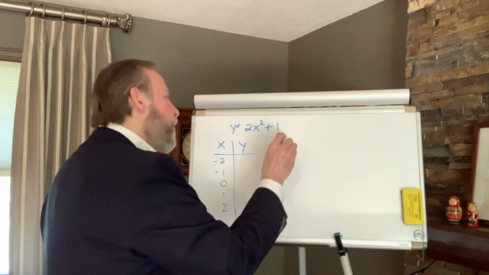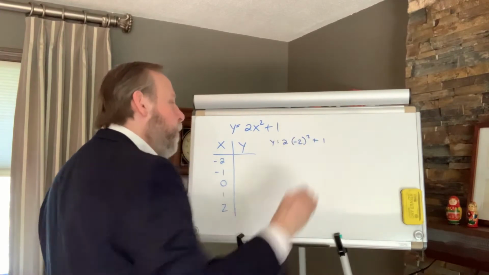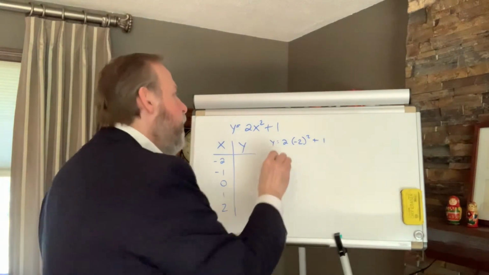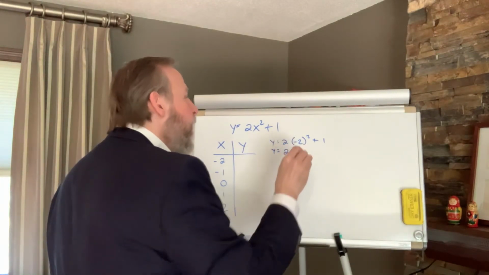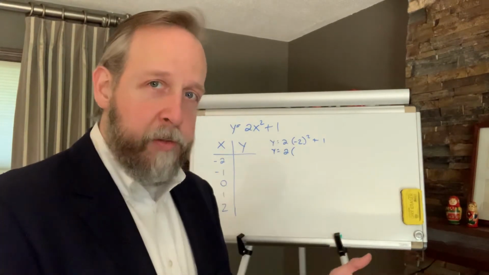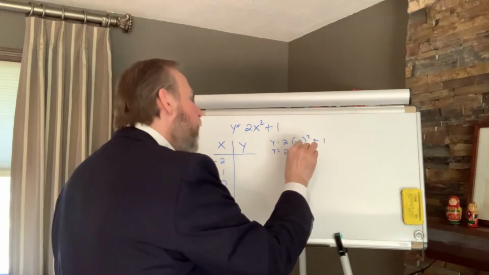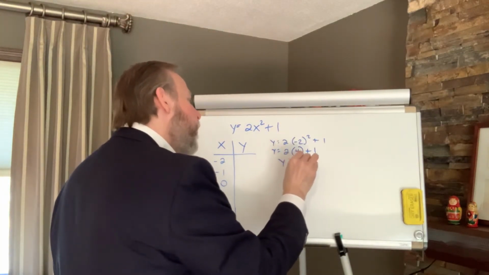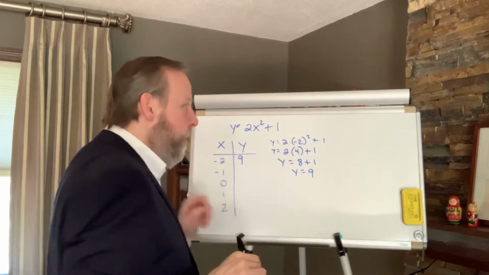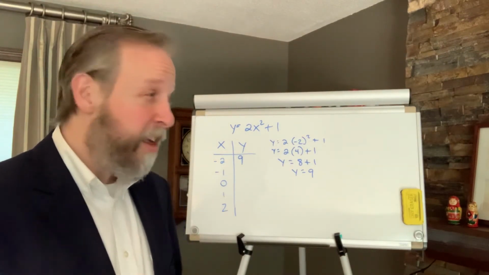When you plug in a -2, guys, y equals 2 times (-2) squared plus 1. Please understand the order of operations is very important. So y equals 2 times (-2) squared, and (-2) squared is -2 times -2, which is a positive 4, plus 1. 2 times 4 is 8, plus 1 is 9. You have to either do it on paper or do it carefully with parentheses in the calculator to get these answers right.